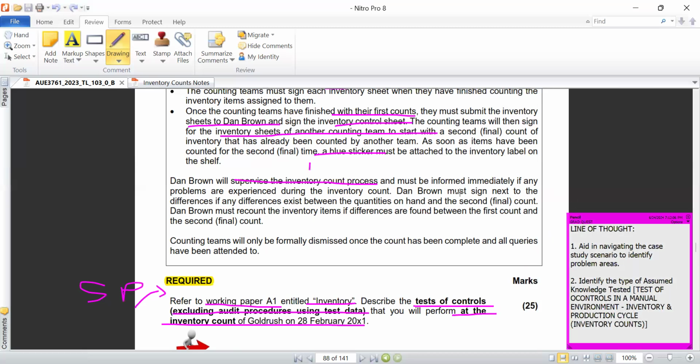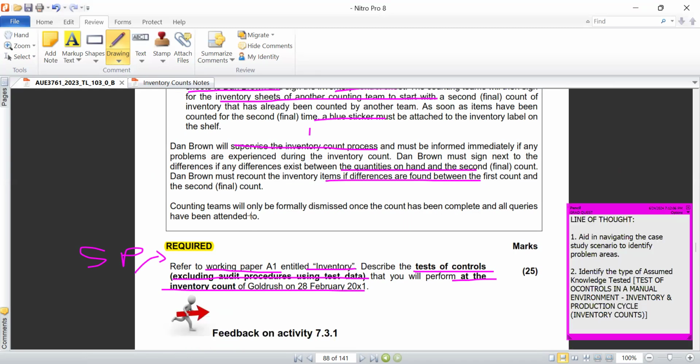Anyways, Danny Brown must sign next to the differences, if any differences exist between the quantities on hand and the second final count. Danny Brown must recount the inventory items if differences are found between the first count and the second final count. Counting teams will only be formally dismissed once the count has been completed and all queries have been attended to. Interesting stuff, eh?